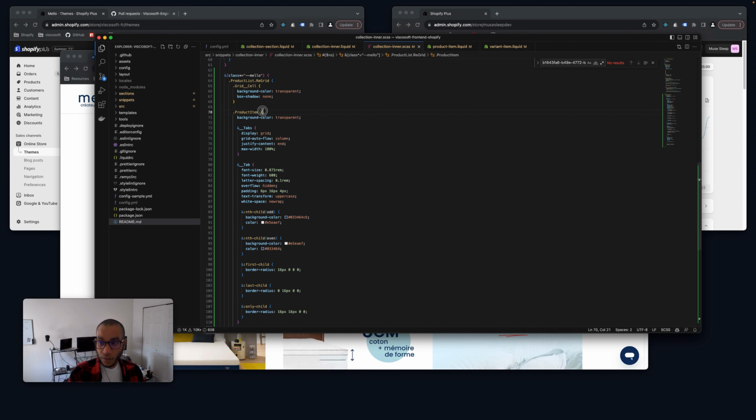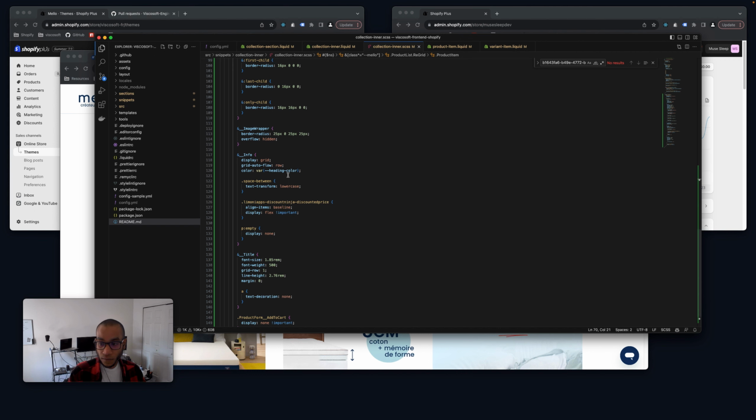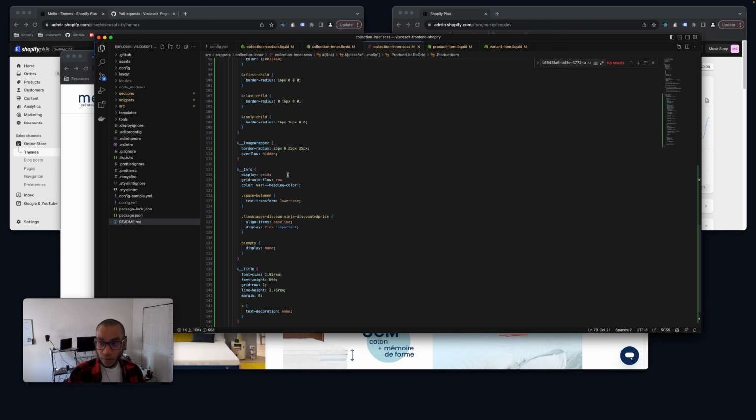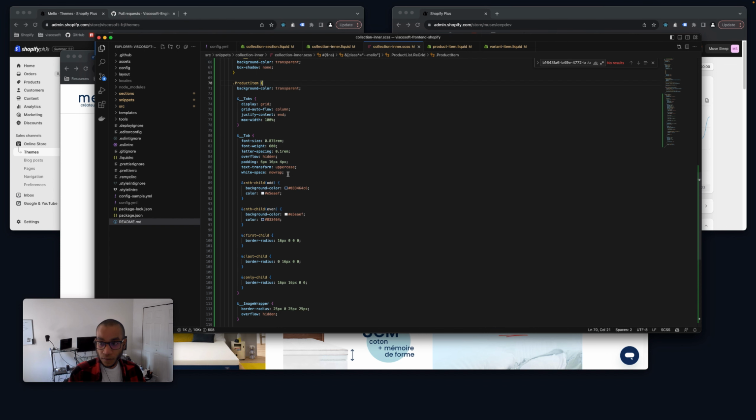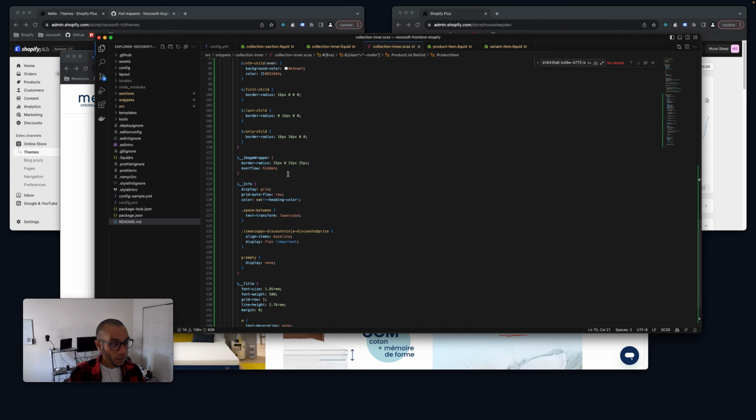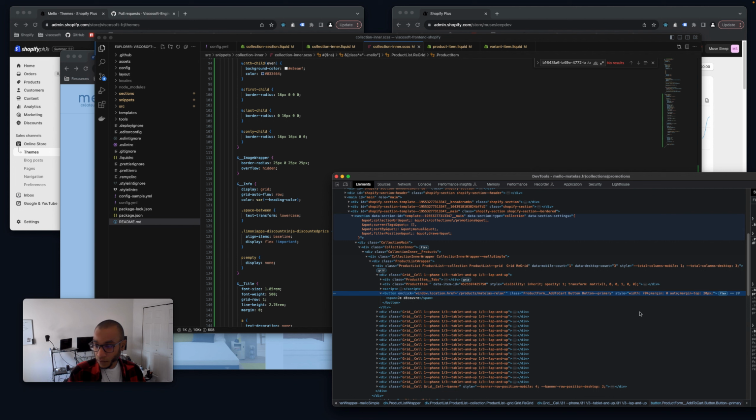I'm looking at context. Is the context wrong? So I'm checking the hierarchy of the actual element. Oh, yep, that's the problem. Look at that. They're siblings. There's not a parent-child relationship.